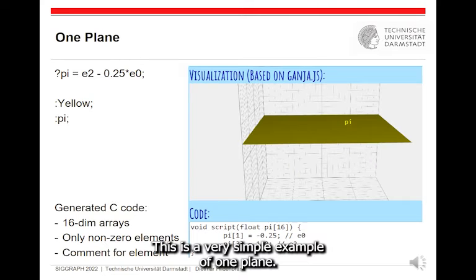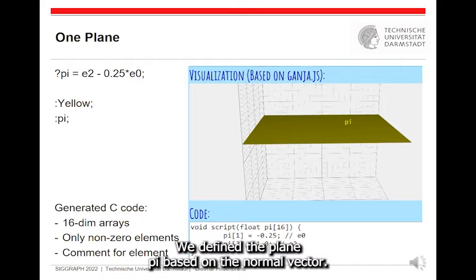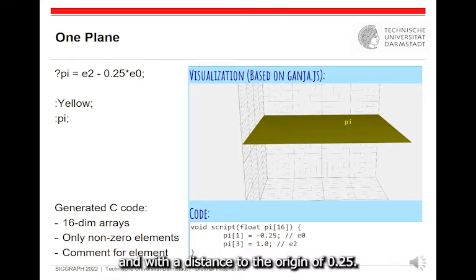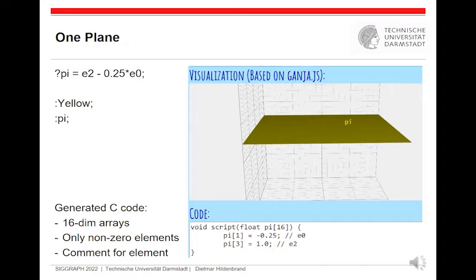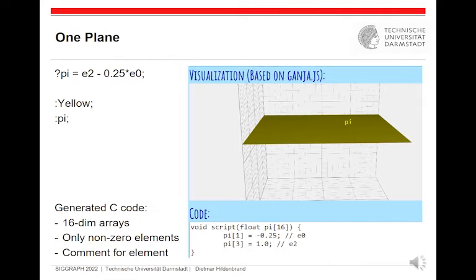This is a very simple example of one plane. We define the plane pi based on the normal vector E2, meaning the normal vector in the y-axis direction, and with a distance to the origin of 0.25. And we say that we would like to see the pi visualized in yellow. This can be seen on the right side in the visualization window.